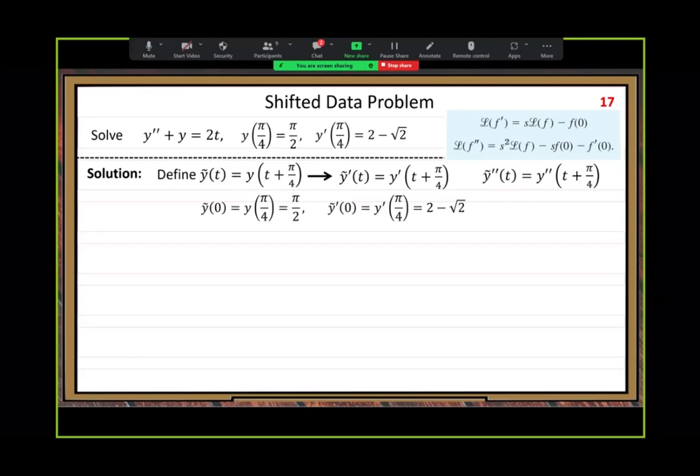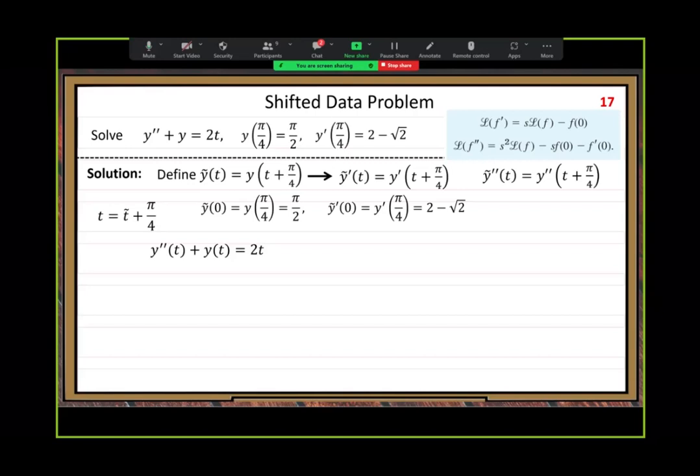Other than that, we Laplace transform the same as before. But we need to do this key step. In your mind, you need to understand why we can do it in that way. Now, this is the original ODE. Can we convert it to the ODE for y tilde? So if we let t equals t tilde plus pi over 4.